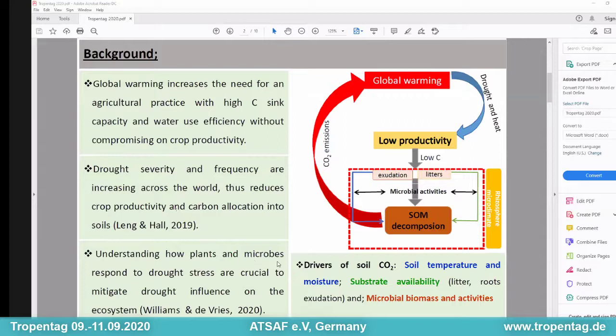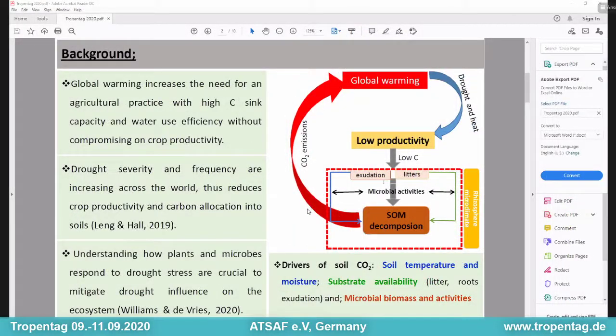I will move a bit quick in this slide, the background of my topic, and I will try to explain the diagram I have on this side of the screen. Everyone knows that global warming is getting higher and higher, and this is resulting in drought and heat, quite frequent and severe, which in turn decrease crop productivity, and this results in low carbon allocation to the soil.